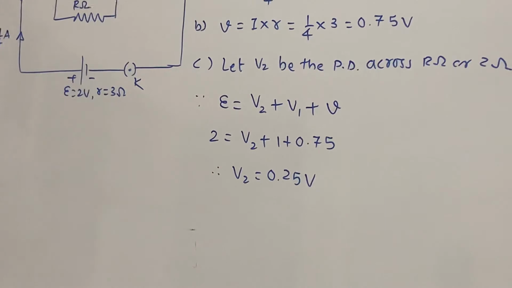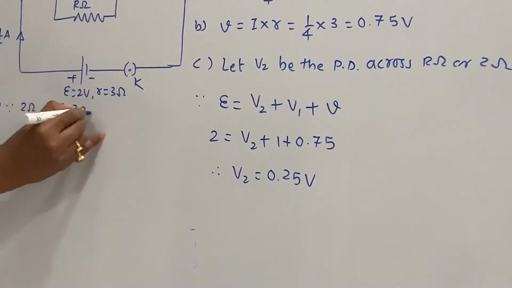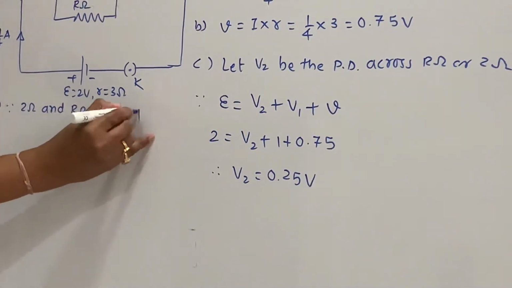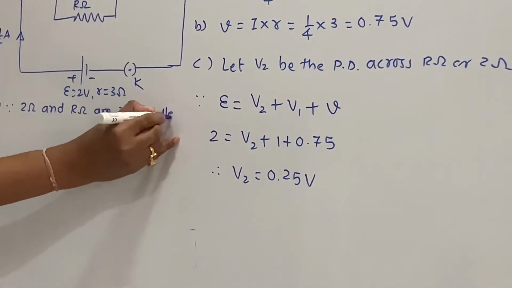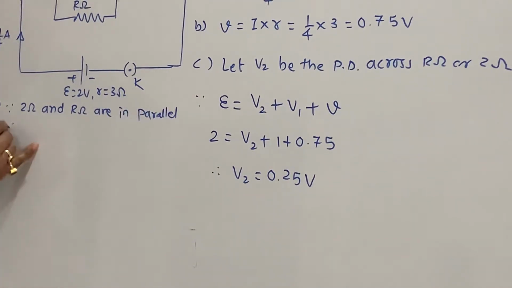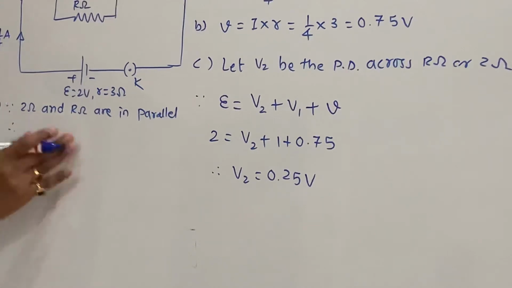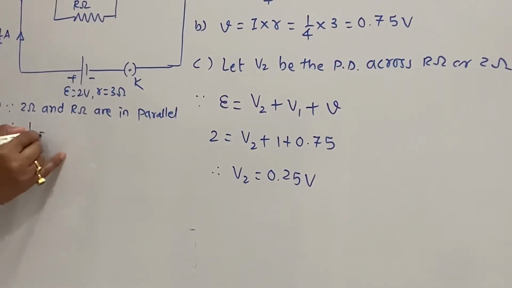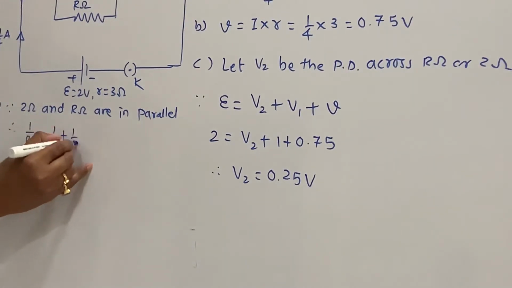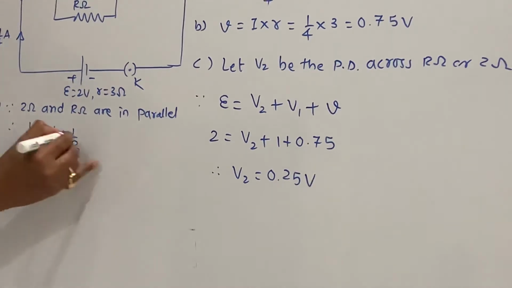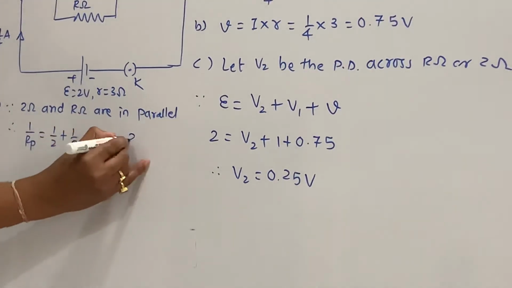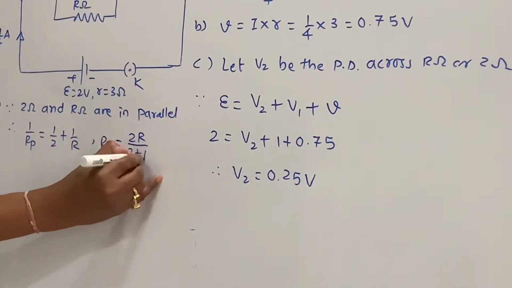For that, there is D part. Since your 2 ohm and R ohm are in parallel, how are they connected? They are connected in parallel. So I can write here 1 upon Rp is 1 by 2 plus 1 by R. If I cross multiply, I am getting Rp is equal to 2R upon 2 plus R.